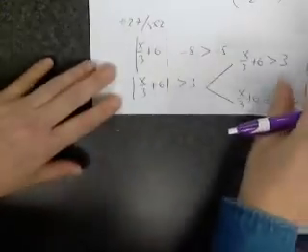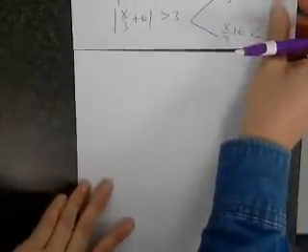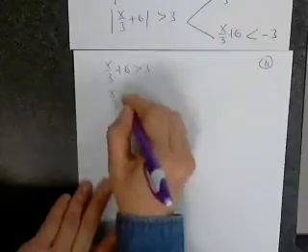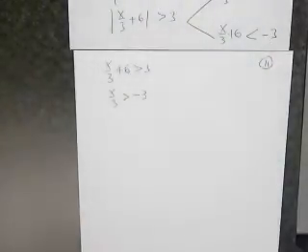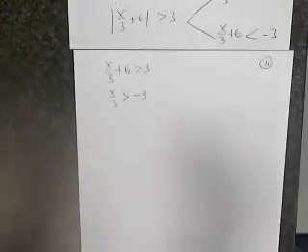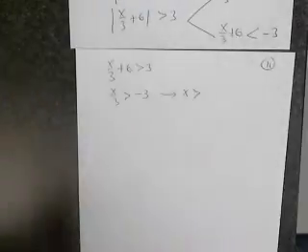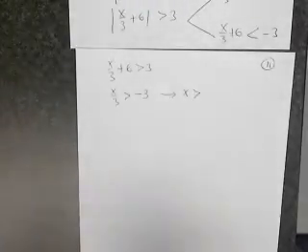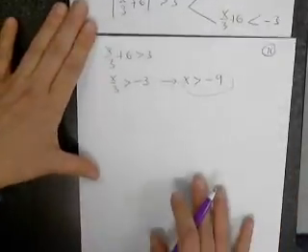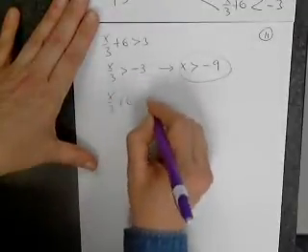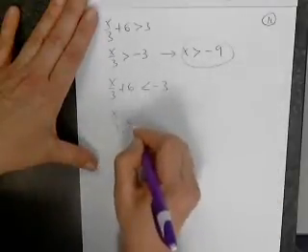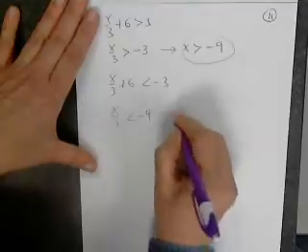Okay, so now I have to solve these two inequalities. So x over 3 plus 6 greater than 3. x over 3 greater than negative 3, subtracting 6 from both sides. And now I have to multiply both sides by 3. Good. I'm done with the first inequality. That is solved. Now the other one. x over 3 plus 6 less than negative 3. I have to subtract 6. And I have to multiply by 3.